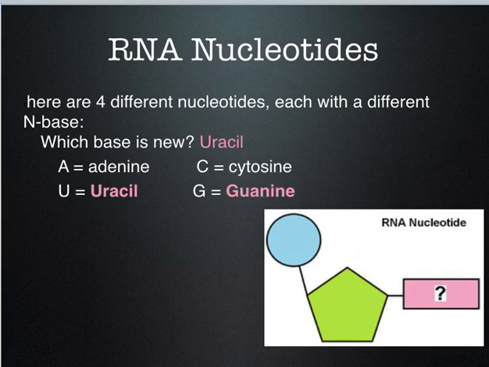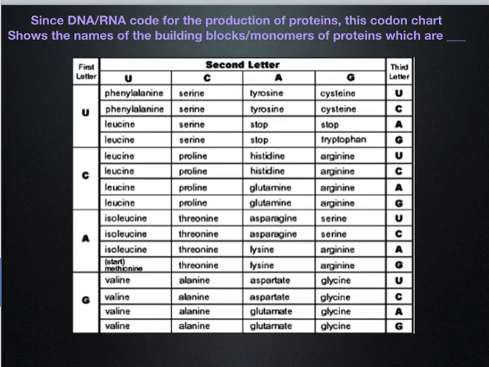All right, so this is the codon chart. Now, don't freak out. You do not need to memorize this. It will be provided for you on the test and on your EOC. This is the whole chart. And remember, since DNA and RNA code for the production of proteins, this codon chart shows the names of the building blocks, or the monomers, of protein.